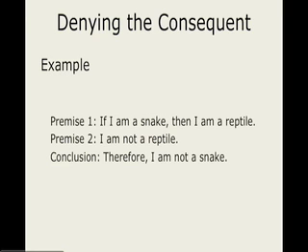We can see this form in the example. Premise 1, if I am a snake, then I am a reptile. Premise 2, I am not a reptile. Conclusion, therefore I am not a snake. Premises 1 and 2 are both true. The conclusion must be true.